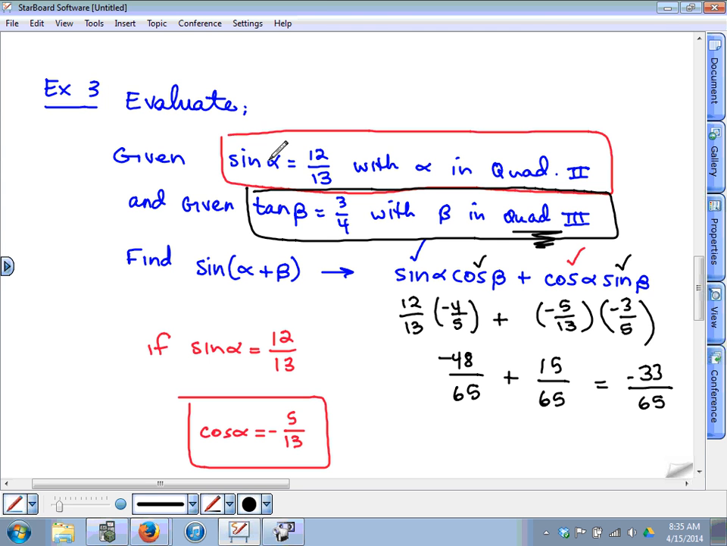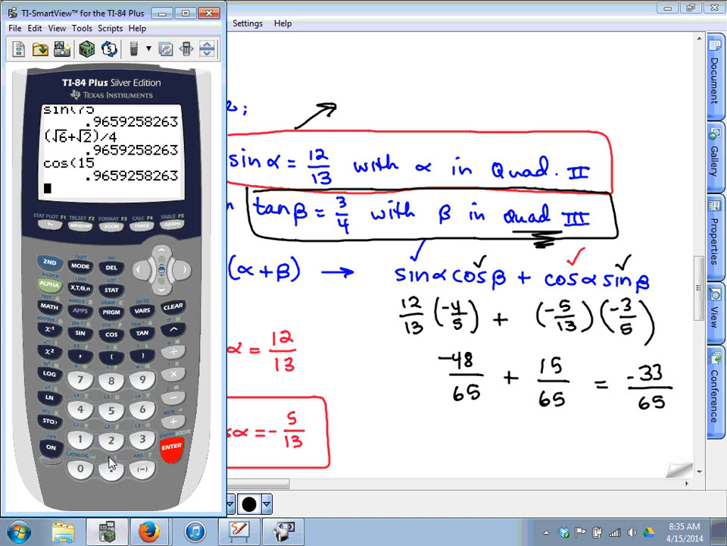For example, if the sine of alpha is 12/13, what is alpha? Inverse sine of 12/13. So if you punch in the inverse sine of 12/13, now we've got to be careful on how we interpret this answer. Take a look at this angle measure, 67 degrees. What's the problem with that? Well, I'm not talking about the decimal. Where does alpha have to be? In quadrant 2. So this is the reference angle for the angle that's in quadrant 2.